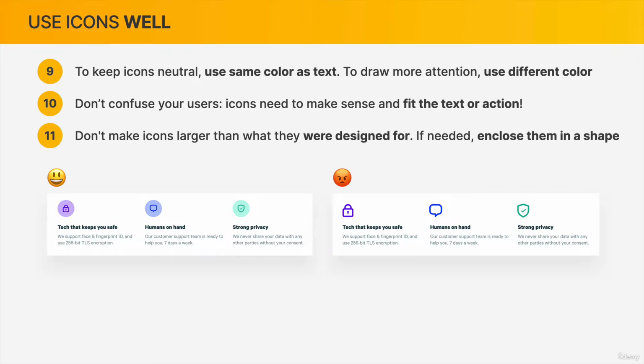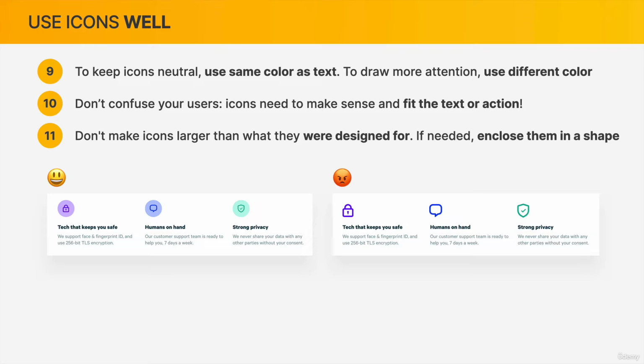Now, one of the possible solutions for this is to keep the icons smaller, but enclose them in a bigger shape. And so therefore, the overall icon will basically be the shape plus the icon itself, and they are now just as big as in the right example, but without looking unnatural.